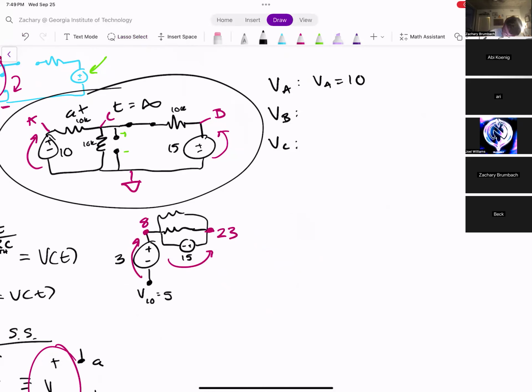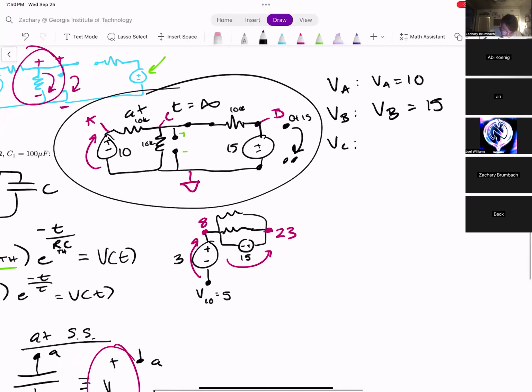So at VB, we also have it easily defined. VB is just from ground to B. I keep drawing my arrows backwards because I'm thinking of current instead. So 15 volts here to here. So this is plus 15 of whatever this node is, and this is ground. So VB is just my 15 volts.